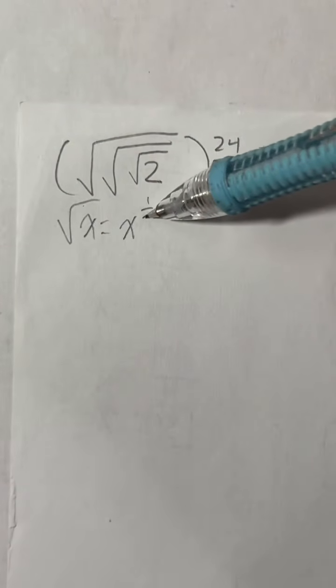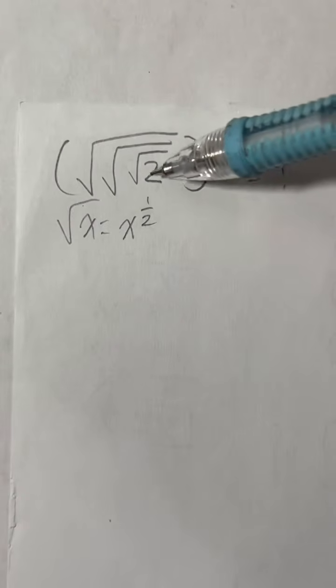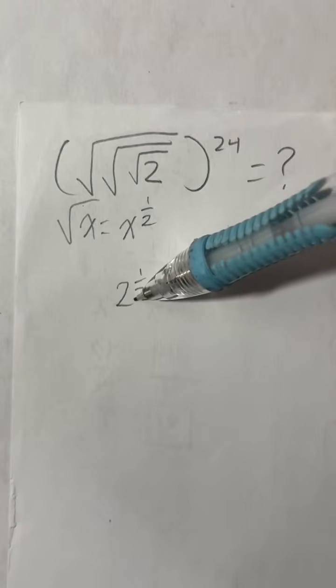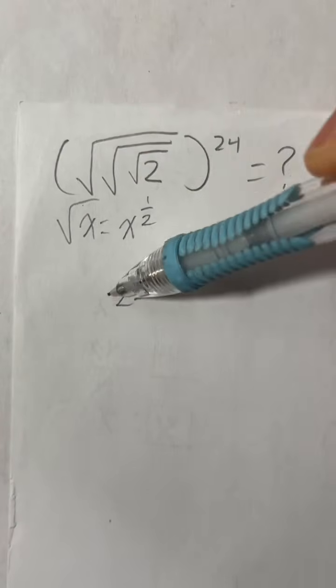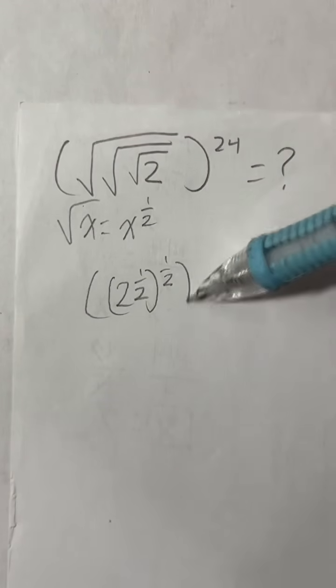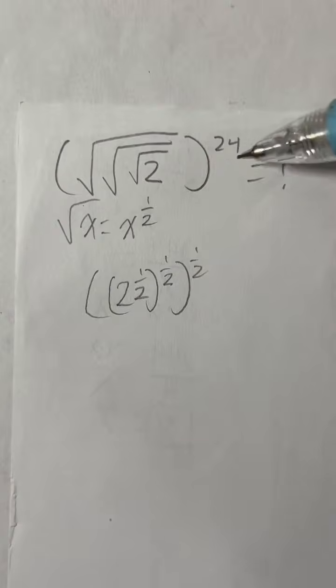So basically, if we have the square root of x, it's just x raised to the 1/2 power. So then let's write this in terms of exponents. First we have the square root of 2, so that's 2 to the 1/2. And then we have another square root, so that's going to be raised to the 1/2 again. And we have our third square root, so then it's going to be 1/2 again. And all of this is raised to the 24th power.